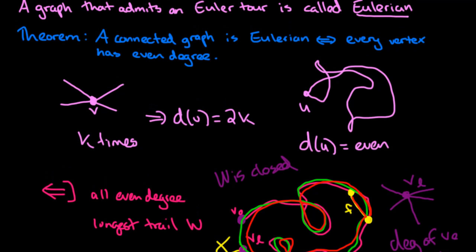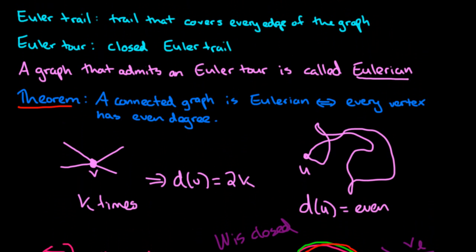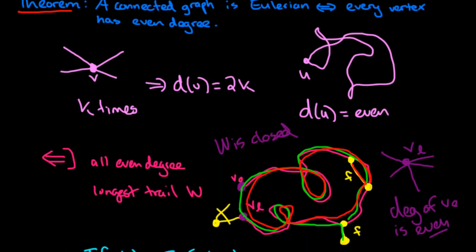And so just try to keep in mind that a graph is Eulerian if and only if every vertex has even degree. Something you might be wondering about now is, well, when does a graph have an Euler trail? So not necessarily an Euler tour. And you also may recall that from the bridges of Königsberg, we were looking for Euler trails. So we're going to go ahead and take a look at that now.